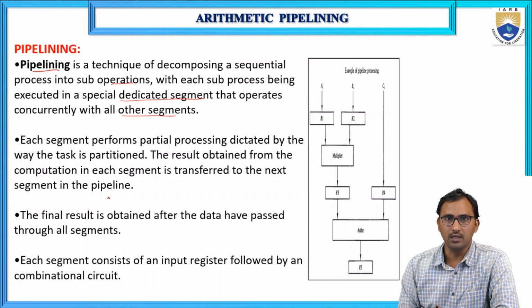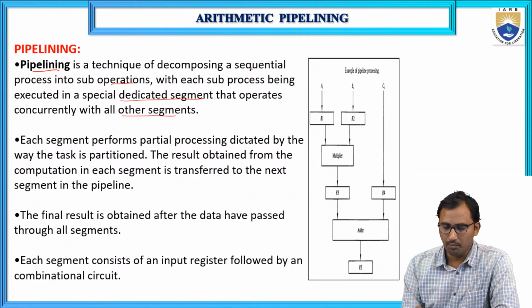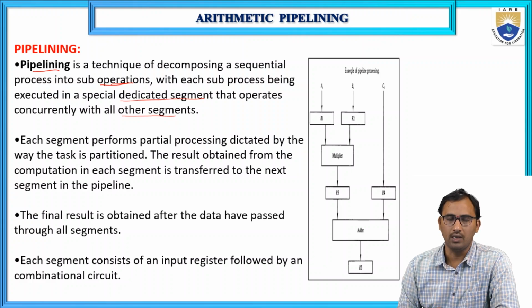That means pipelining means, suppose we have a larger task, that larger task will be partitioned into various sub tasks. Then all those sub operations or tasks run concurrently in different segments. So that is called pipelining. Mainly, pipelining is a technique of decomposing a sequential process into sub operations. That means a larger task will be divided into various sub operations, and all the sub operations are performed concurrently. By doing this, we can increase the performance of the computer.